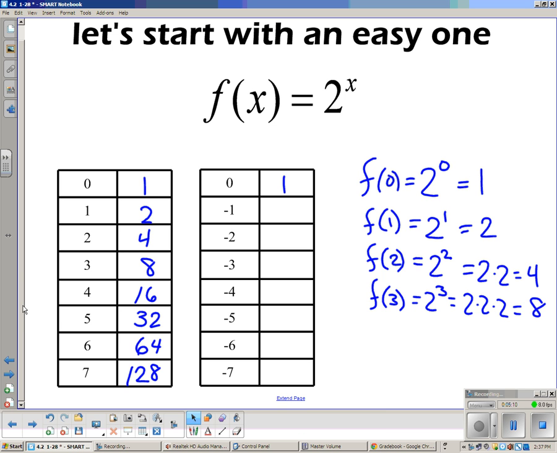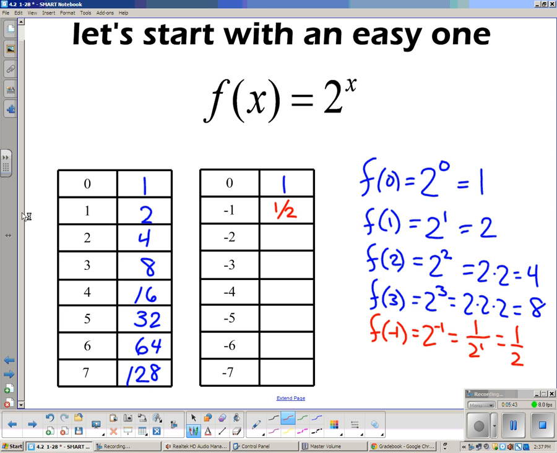All right, so now we're going to take a look at the negative side. I'll do a couple of those out for you initially. So plug in a -1, it's 2 raised to the exponent -1. And anytime that we have a negative exponent, we have to do the reciprocal of the power. So we have 1 over 2 to the 1st power, and now it becomes a positive exponent, and that's simply 1 over 2.